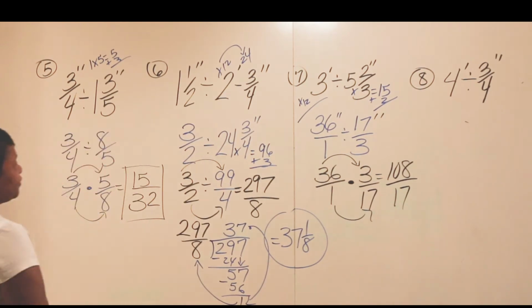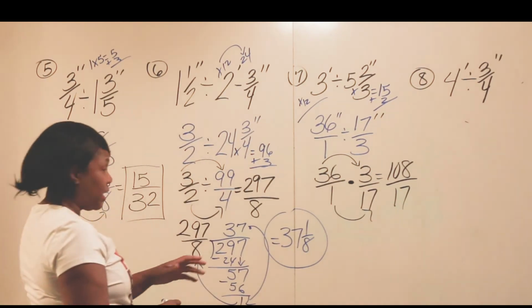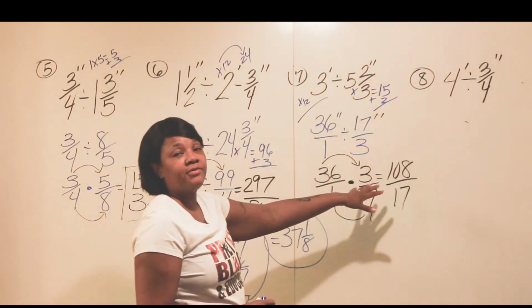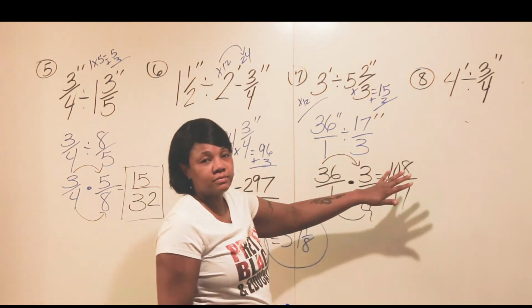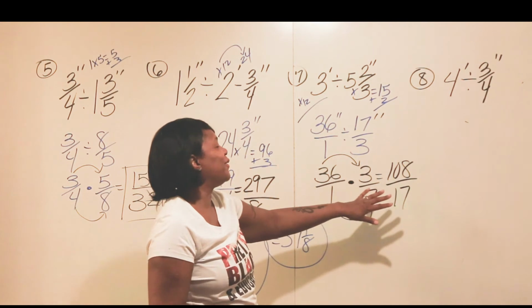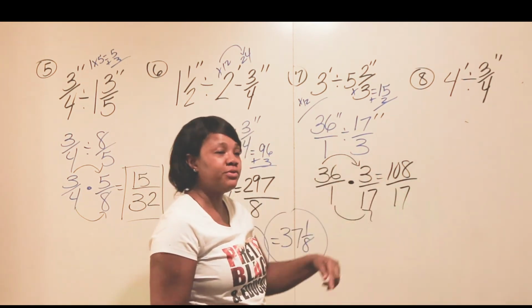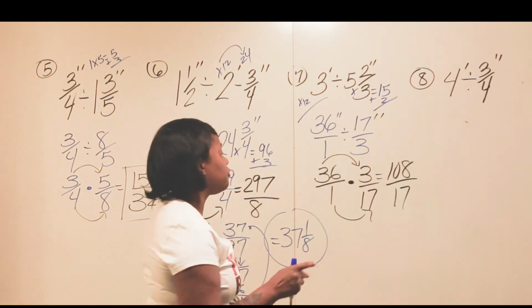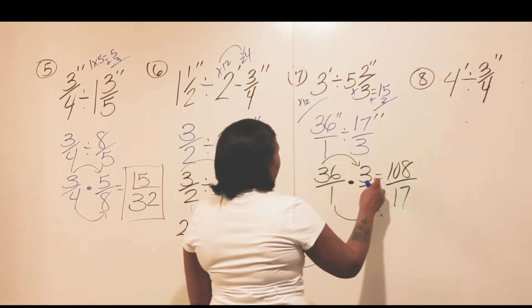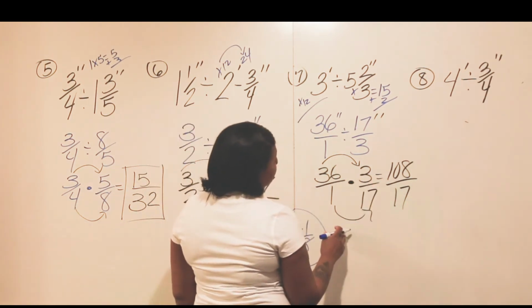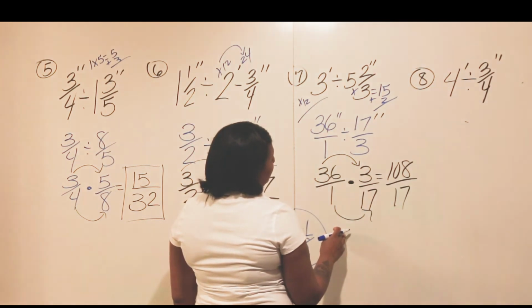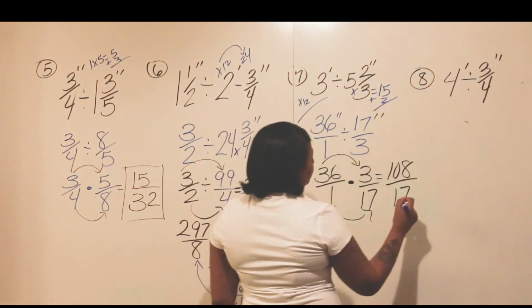Improper. We have to do what with it? Leave it like that? Y'all pay attention to him, your answer is going to be wrong. Absolutely. Improper fractions turn to mixed numbers. Never leave a final answer as an improper fraction. So we need to find out how many 17s can go into 108.